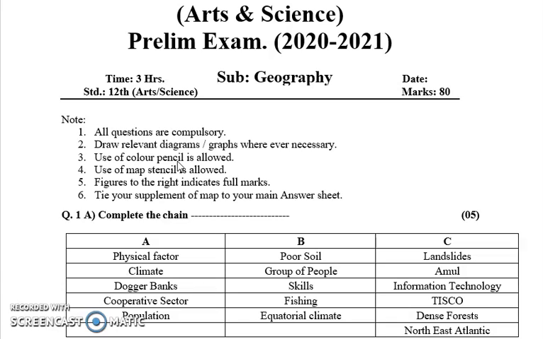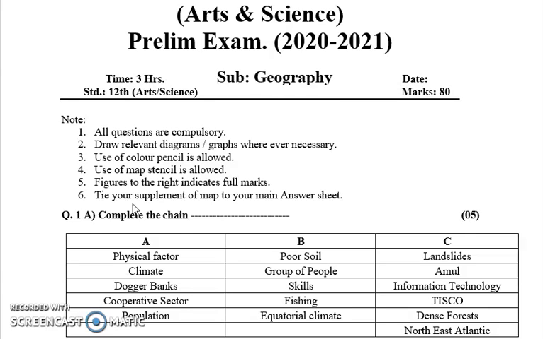So अगर कोई पॉइंट है किसी आंसर में, if you have some point and you don't know that point, but अगर उससे रिलेटेड कोई फिगर या फिर डायग्राम आप ड्रॉ कर देते हो then too it will give you full marks. Tie your supplements along with the map with your main answer sheet. तो मैप की जो सप्लीमेंट होती है वो हमेशा आपको मेन आंसर शीट के साथ अटैच करनी होती है. So these are the instructions which you have to follow.